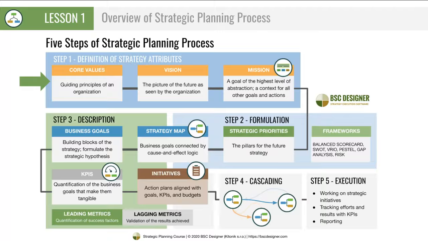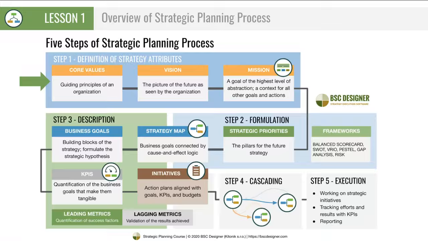Step 1. Definition of strategy attributes. This step is a level of highest abstraction. Here we define strategy attributes, mission and vision statements, core values.